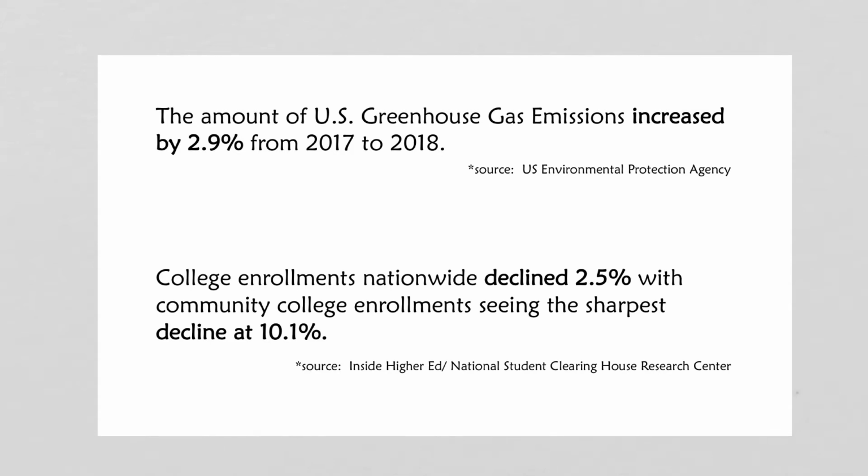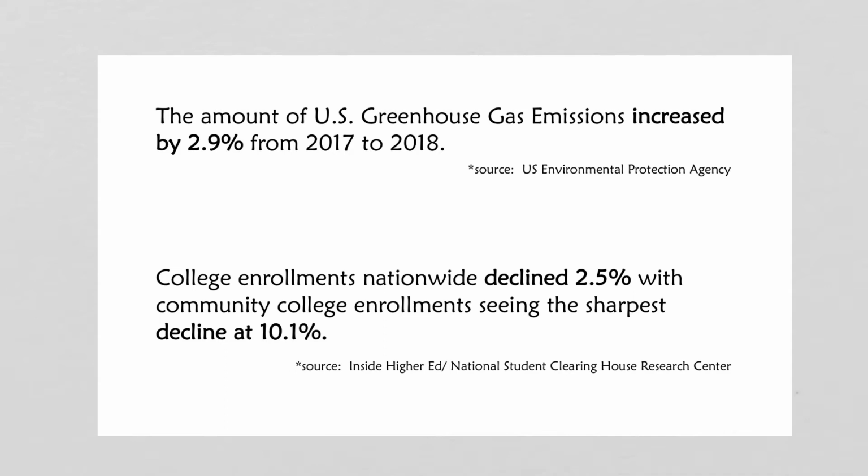The first statement, the amount of U.S. greenhouse gas emissions increased by 2.9% from 2017 to 2018. College enrollments nationwide declined 2.5%, with community college enrollments seeing the sharpest decline at 10.1%. If you stop and think about it, you really do hear about percent changes all the time.